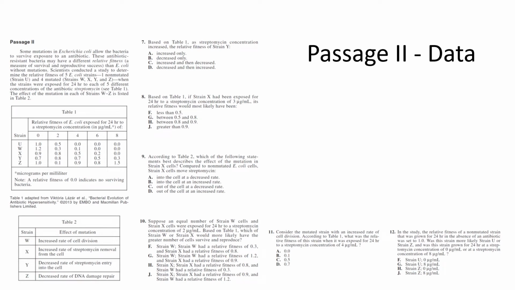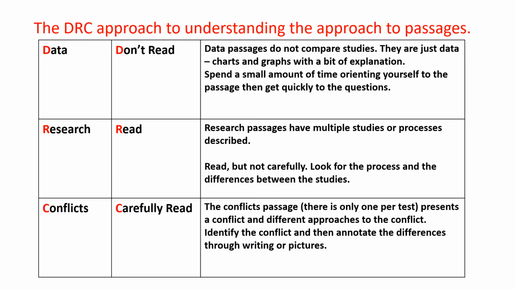This is passage 2. It's a data passage. We know it's data because it only has information, charts, graphs. So our DRC approach means we don't read. You're going to skim and get to the questions quickly.